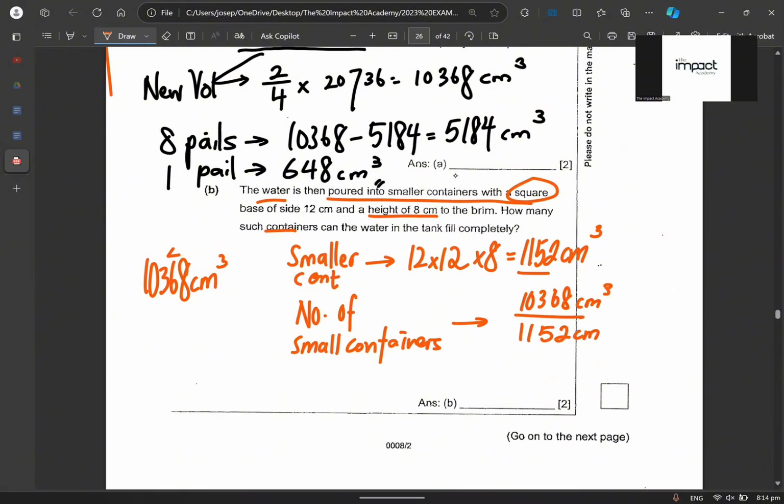Teacher Joseph is going to show you something really cool. See for yourself. Okay, I'm just going to stop here. Let you all write first. Good. Centimeter cube divided by centimeter cube. Make sense? That's why your answer cannot be in centimeter cube anymore. It has to be about 9 containers. Am I making sense? Okay, and therefore, this is my answer for this question.